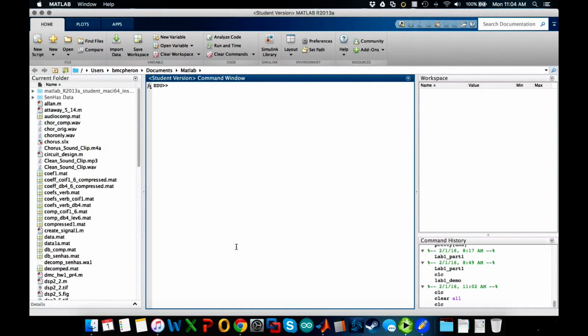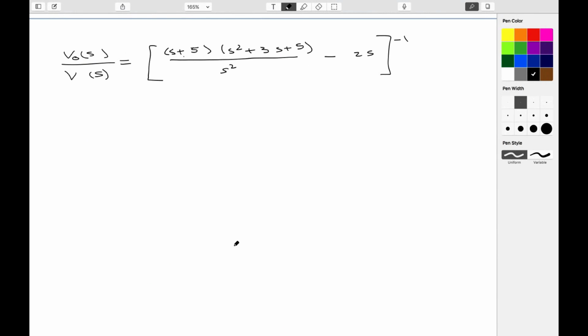Okay, so suppose that you are solving a problem and you get to a point where the math is really difficult to simplify on your own. Say, for example, this problem where I would have that my transfer function V naught of s over V of s is equal to (s plus 5 times s squared plus 3s plus 5 over s squared, all minus 2s), and that whole thing is inverted. All right, that's really going to be difficult for me to figure out by hand. And so I might actually want to use MATLAB as a symbolic math tool.